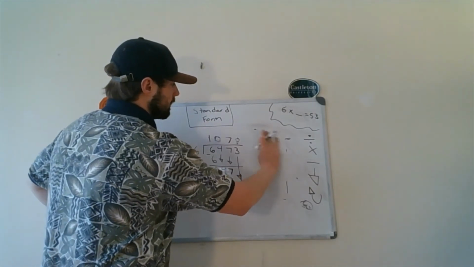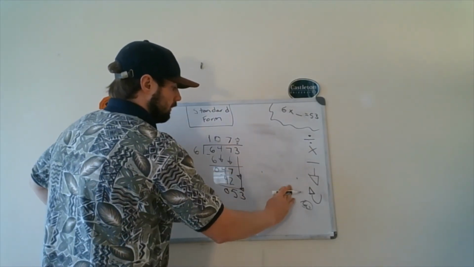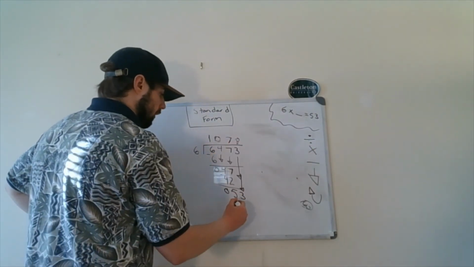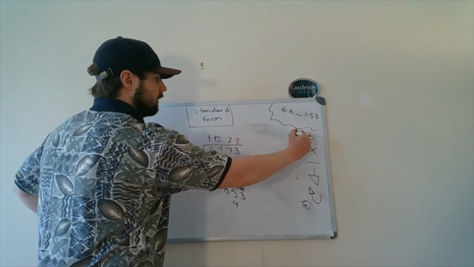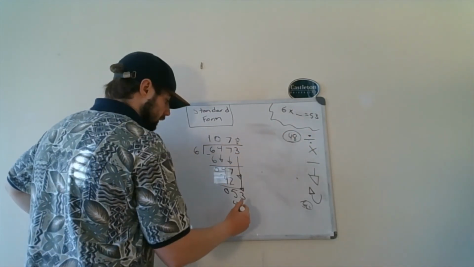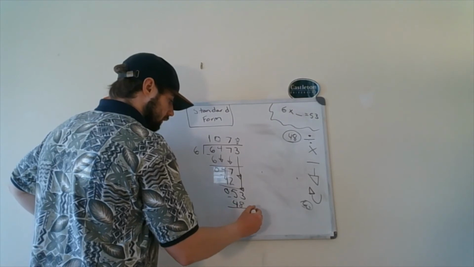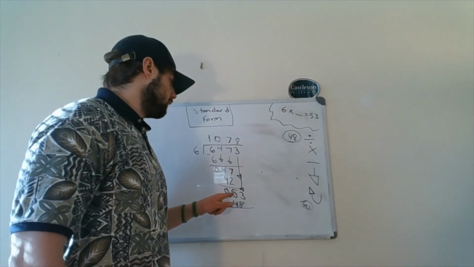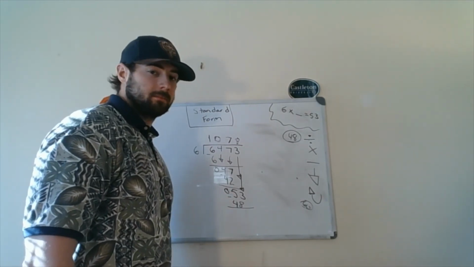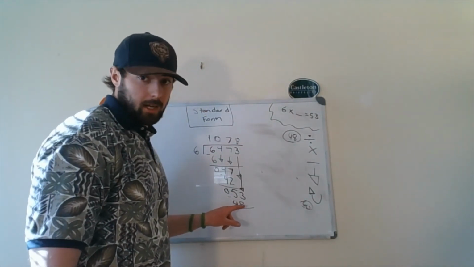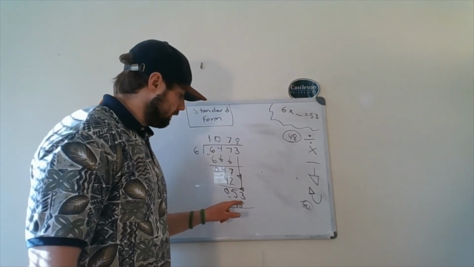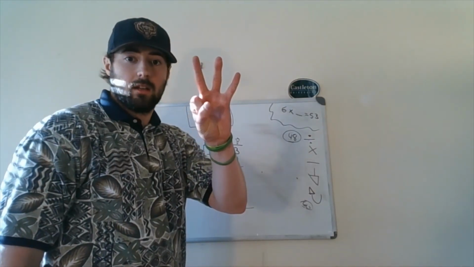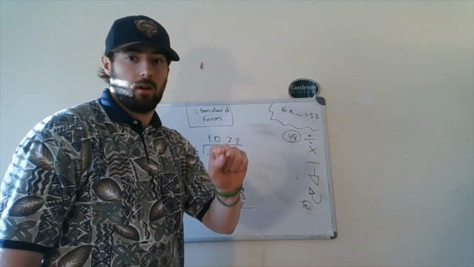What's our next step after we divide? We need to multiply. 6 times 8, we already said is 48. I am now subtracting 48 from 53. Can I subtract 8 from 3? If I have 3, can I subtract 8? 1, 2, 3. No, I cannot.